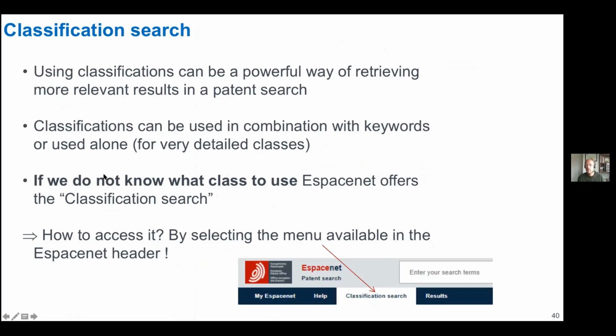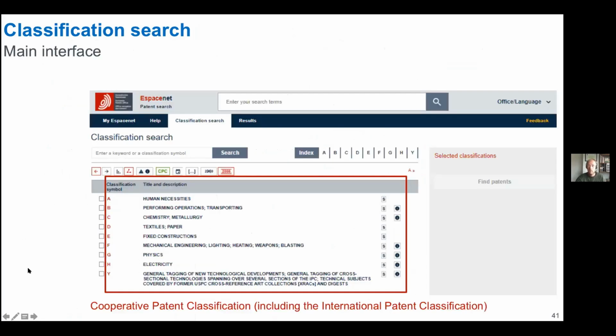As I said before, classification search is very important to keep in mind. With Spacenet, there's a specific button for it. It's called classification search. It's right down below the search interface box. And then I will get to the IPC and CPC classification. If you're interested in the classification in general, you can just browse through. So in this case, I would click on A, and then all levels below would open up.